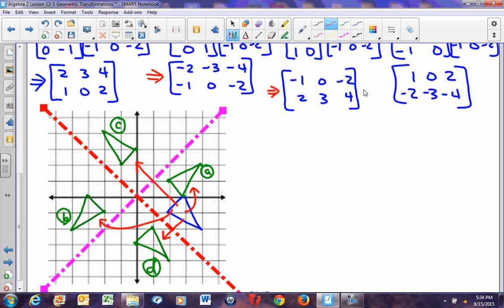And that's how you can change lots of figures by using a matrix. Very simple to do. A lot of computer programs use this, especially with computer animation or video games. You'd be amazed at how much programming and matrices they use within computer programs themselves.